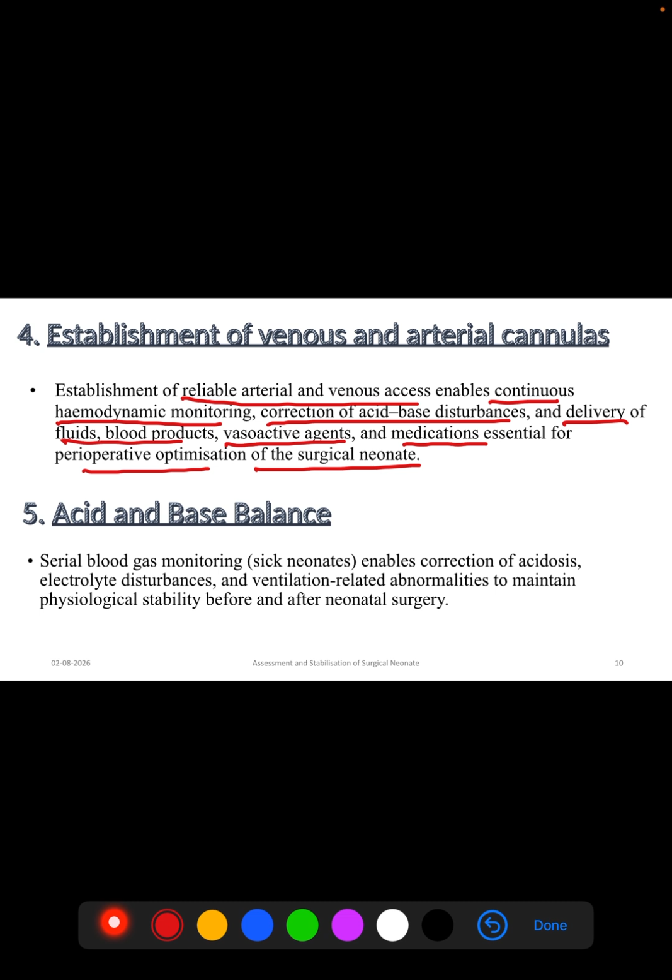Then acid and base balance. This is done for serial blood gas monitoring in sick neonates, enables correction of acidosis, electrolyte disturbances, and also ventilation related abnormalities. जब भी ऐसे problem है तो we have to look for all these things to ensure the physiological stability of the neonate before and after the surgery.